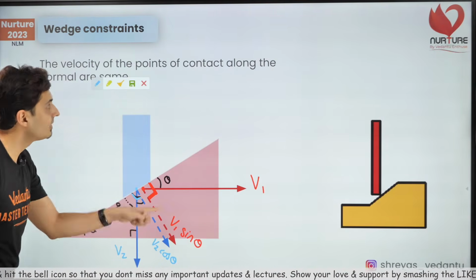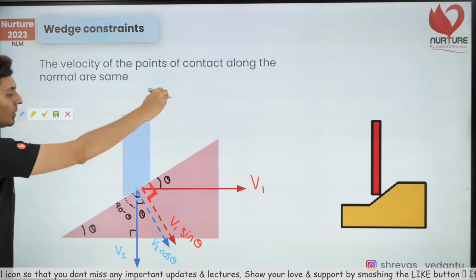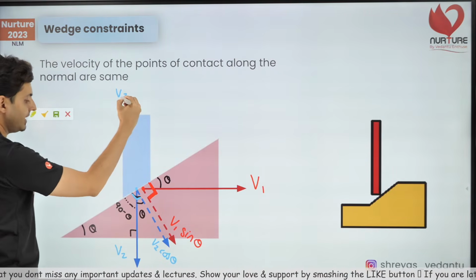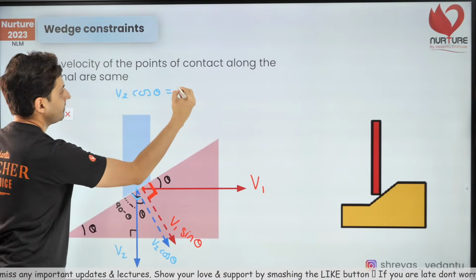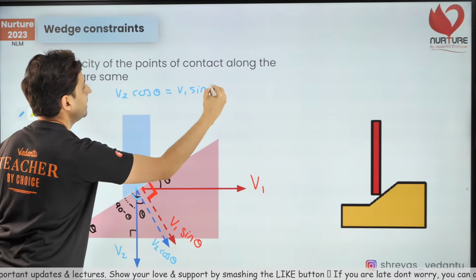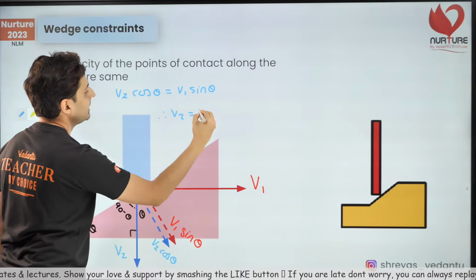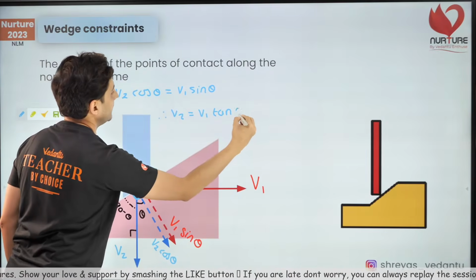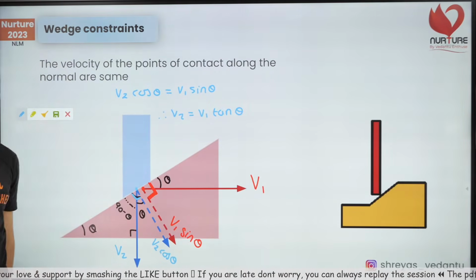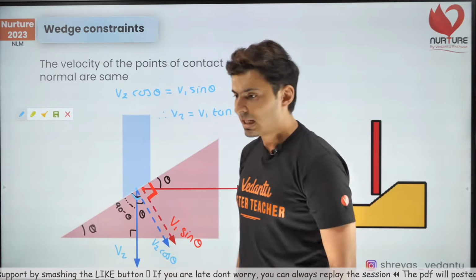These two components will be the same. That's what the concept is. So hence v2 cos theta will be v1 sin theta. Therefore v2 will be v1 tan theta. So that's the relationship.